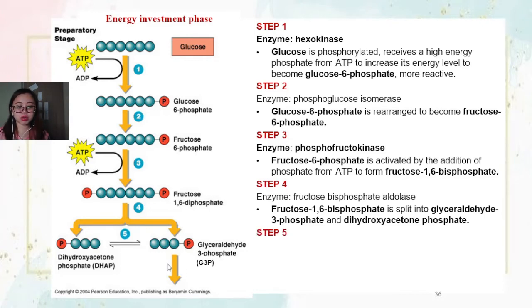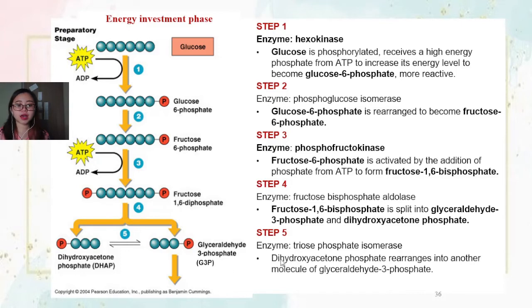Since we need G3P, we just have to change this into this. The enzyme that's going to be involved in that changing is enzyme triose phosphate isomerase. Dihydroxyacetone phosphate is rearranged into another molecule of glyceraldehyde 3-phosphate. Jadi enzyme triose phosphate isomerase ini akan mengubah DHAP kepada G3P. And that is the 5 steps that are involved in the energy investment phase.